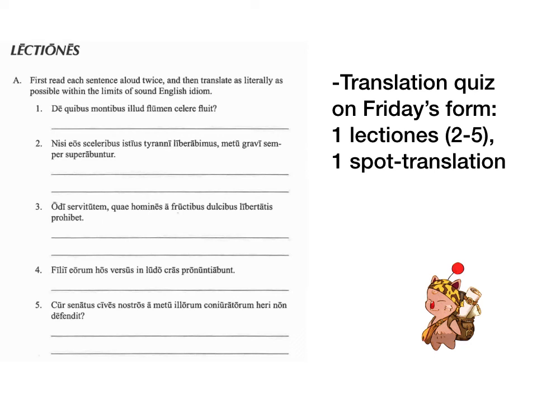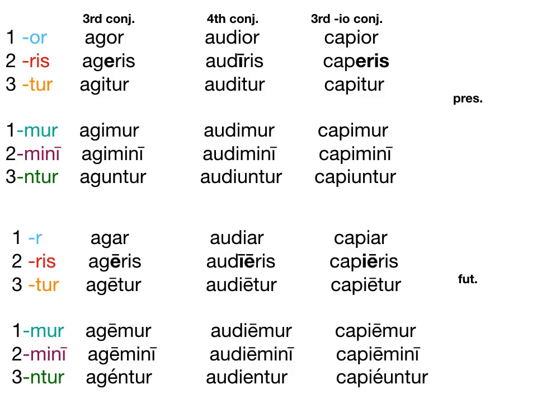So since we're turning in the Golden Age story translation on Wednesday, this will be on Friday, and it's going to be one of the lectiones, 2, 3, 4, or 5 from last week. And I will link in this form today the video where I am checking those translations, and then one spot translation, which will likely be drawn from the video from last Wednesday, which I will also link in today's form. So that is going to be for Friday, and it'll actually happen this Friday, unlike last week where you probably were expecting it to, and then it didn't.